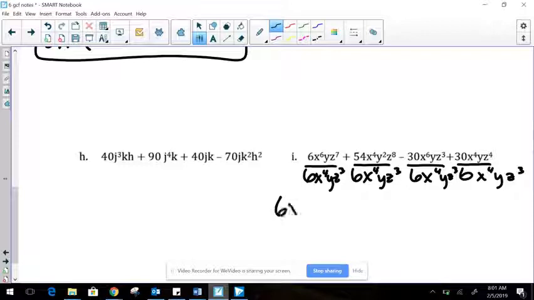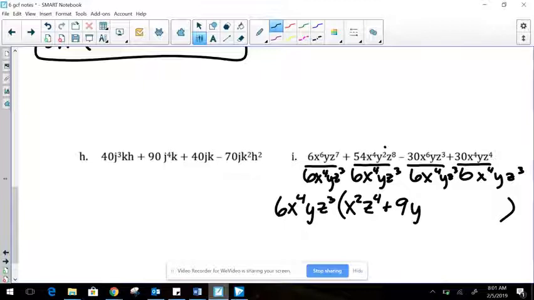So I have 6x to the 4th y times z cubed, and then parentheses. So I'm dividing the first one here. 6 divided by 6, that cancels. X to the 6th over x to the 4th is x squared. Y's cancel. When I subtract the z's, you should get z to the 4th. All right, next one. 54 divided by 6 would be 9. My x's cancel. When I subtract my y's, I get just 1 y left. Z to the 8th divided by z to the 3rd would be z to the 5th.